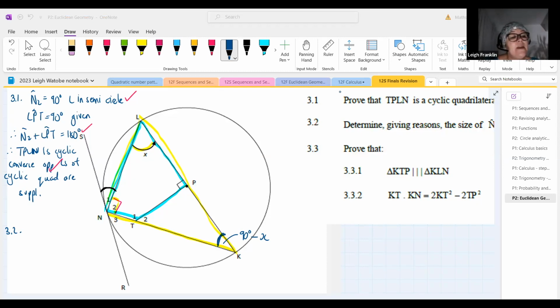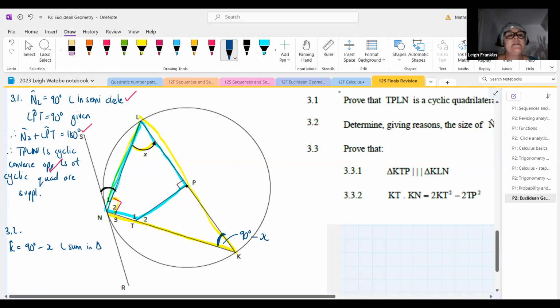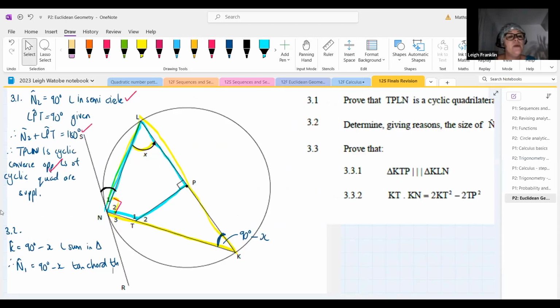So let's say that angle K is equal to 90 minus X. That would be angle sum in triangle because we've already proved that this is 90. We've been given that that is X. Therefore, N1 will also be equal to 90 minus X. And our reason there is tan chord theorem. Let's just check again. How much was that? It was out of 3. I'm sure that would be statement, reason, like so.